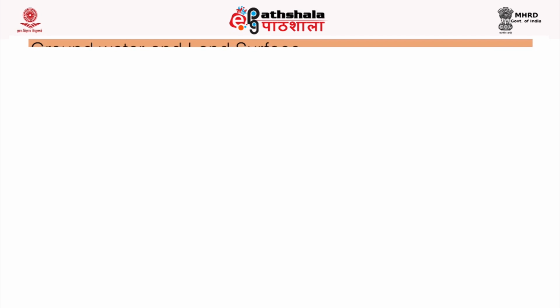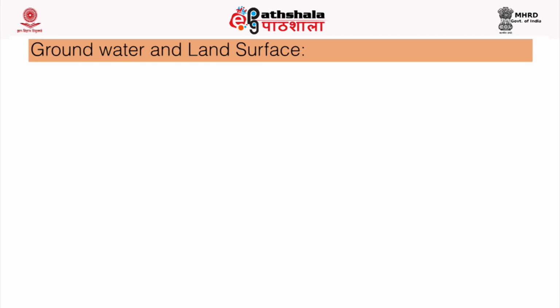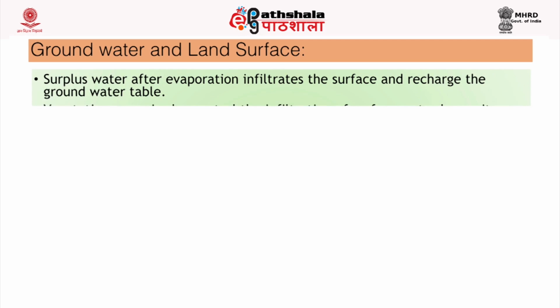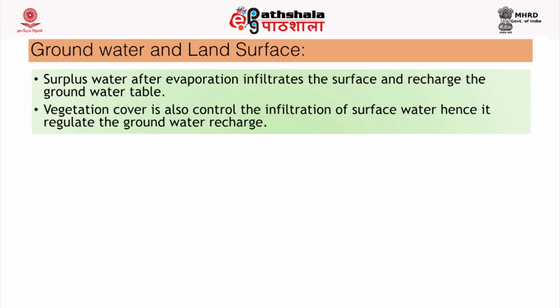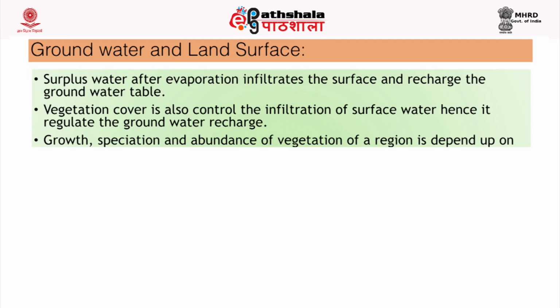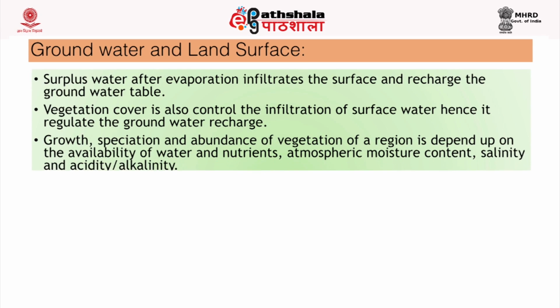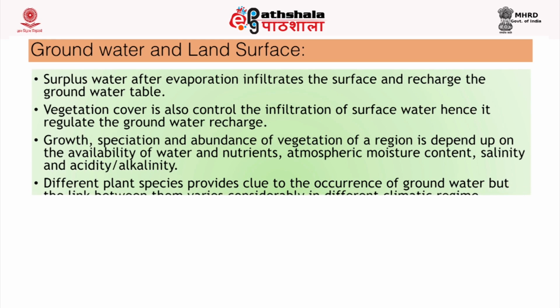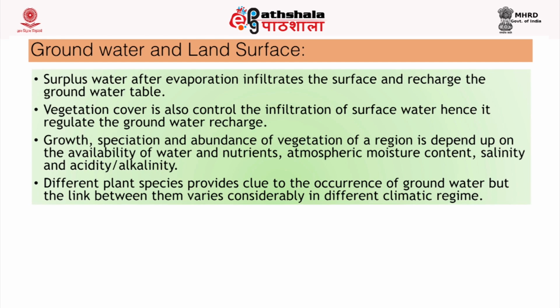The interaction of groundwater and land surface. Surplus water after evaporation infiltrates the surface and recharges the groundwater table. Vegetation cover also controls the infiltration of surface water, hence it regulates the groundwater recharge. Growth, speciation and abundance of vegetation of a region depend upon the availability of water and nutrients, atmospheric moisture content, and salinity and acidity or alkalinity of the soil.